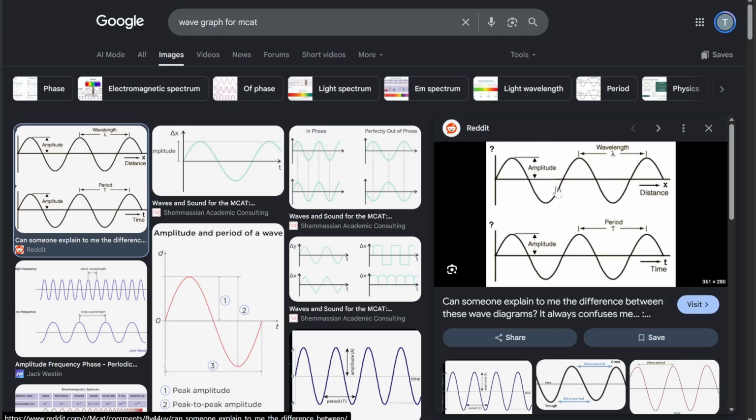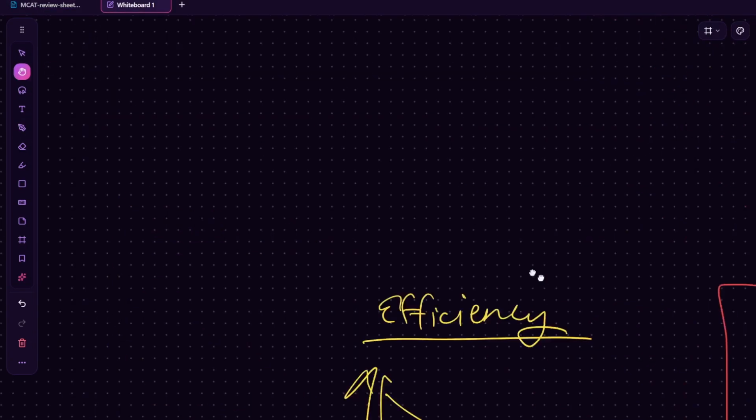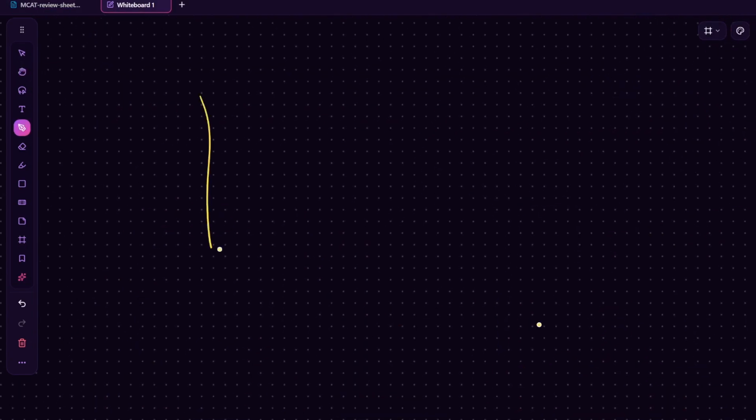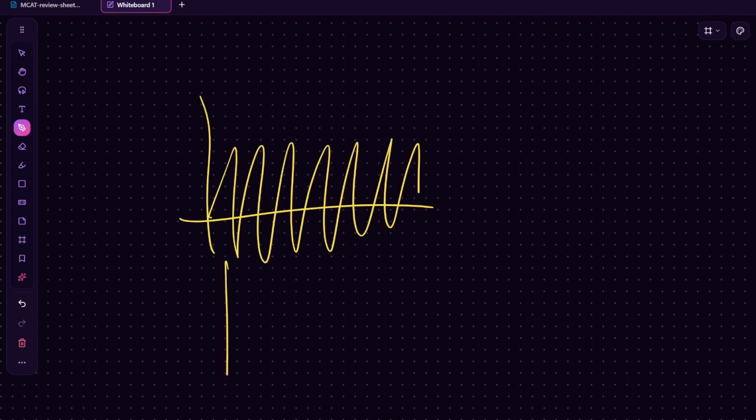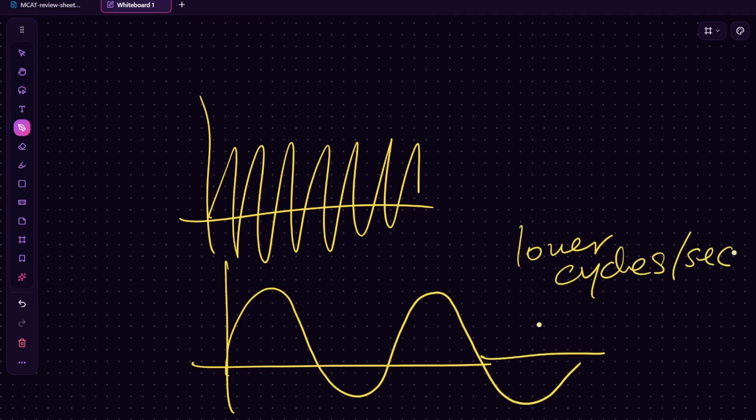So frequency will tell you how many cycles of the wave can happen per second. So a higher frequency means you have more wave cycles. So it ends up looking like, I haven't used the whiteboard in a bit, but if you have a high frequency, it'll look like this. A low frequency will look like slow oscillations, very slow. So lower cycles per second.